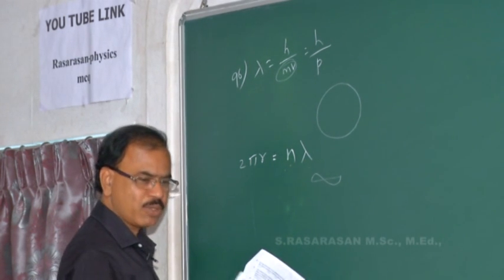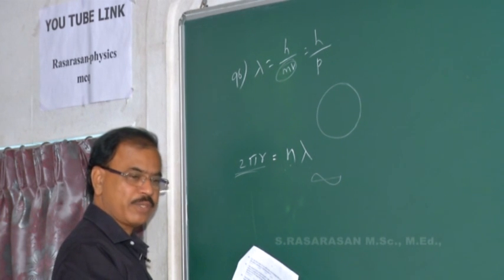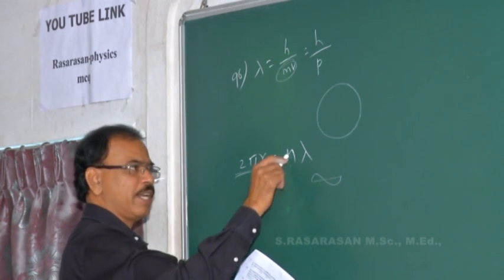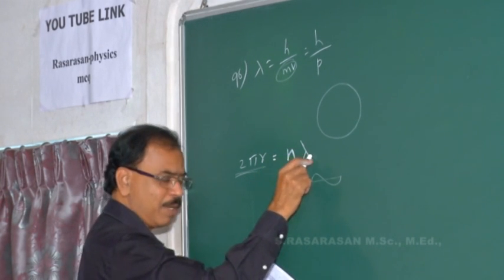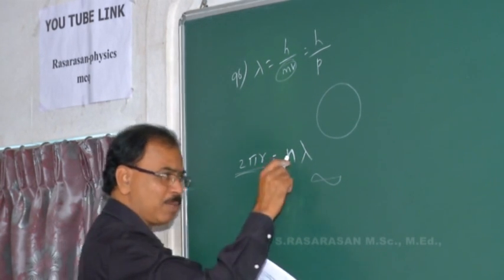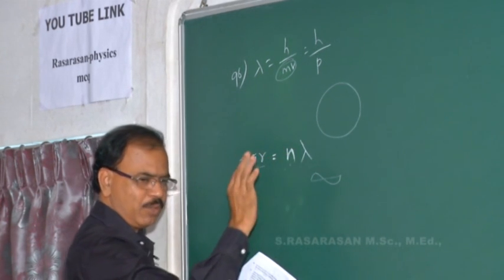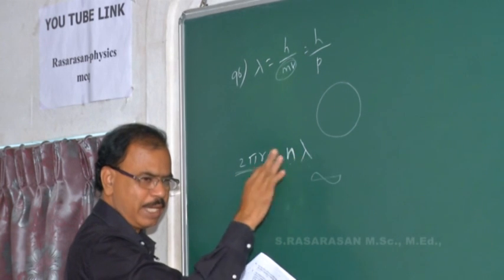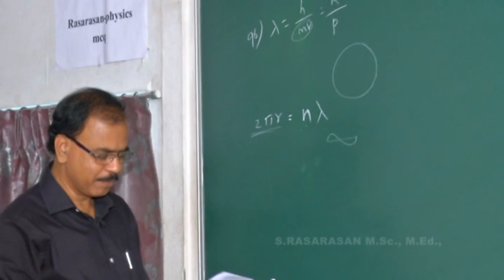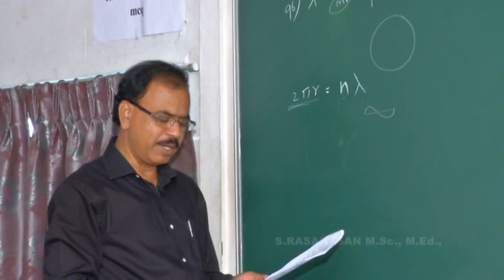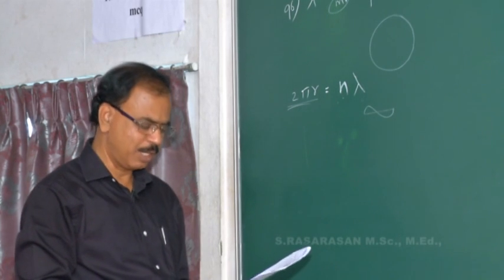The de Broglie's hypothesis: the orbital circumference of the stationary orbit in an atom is equal to integral multiples of the de Broglie wavelength. Integral multiples of de Broglie waves, an integer number of waves: 1 wave, 2 waves, 3 waves, 4 waves, n waves. Look at the answer. The number of de Broglie waves of an electron in the nth orbit of an atom is n waves. Option A.